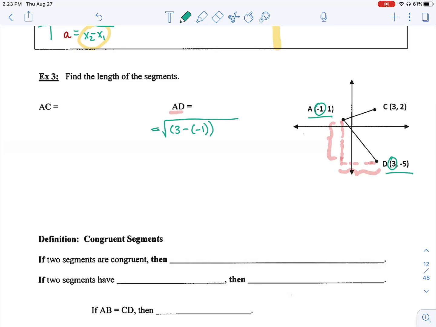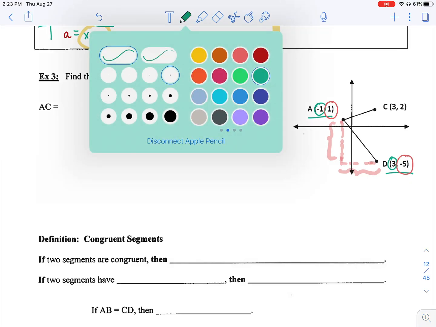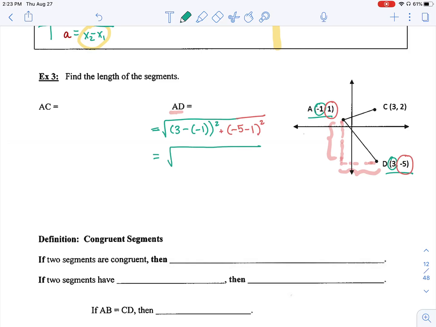So the change is the difference between the x's. And then I would find the change in y. So because I began with the 3, I'm going to go ahead and begin with the -5. -5 minus 1, so change in y squared. And now simplify inside that square root. So inside that square root, 3 minus a -1 is 3 plus 1, or 4. 4 squared is 16. -5 minus 1 is -6. Quantity squared is plus 36, equals square root of 52.